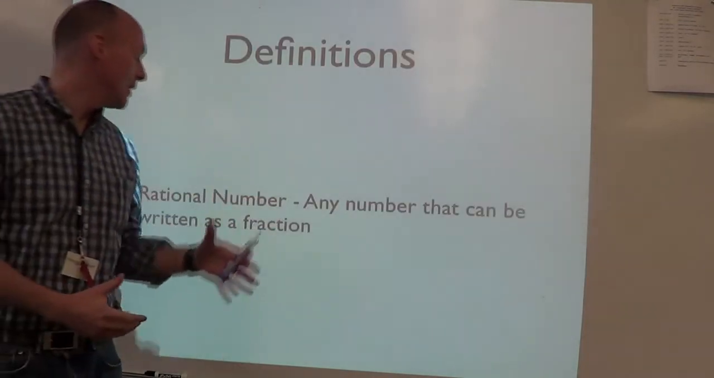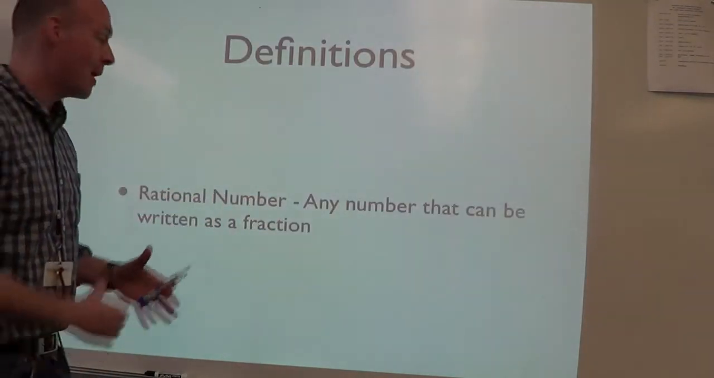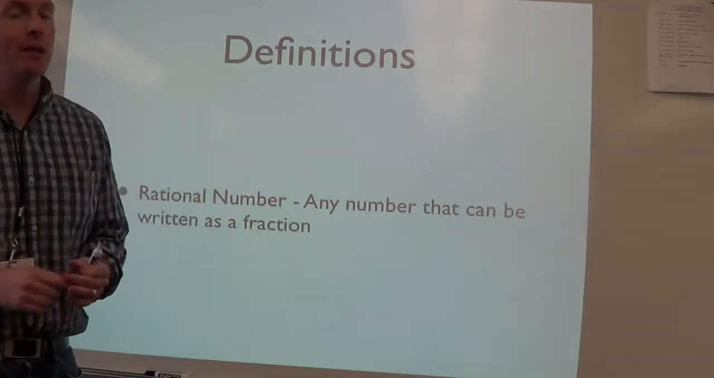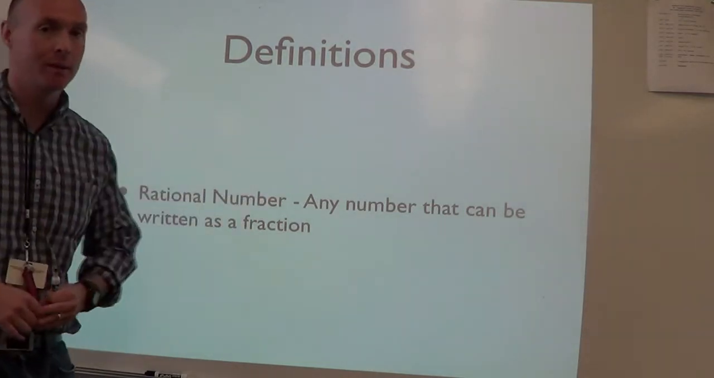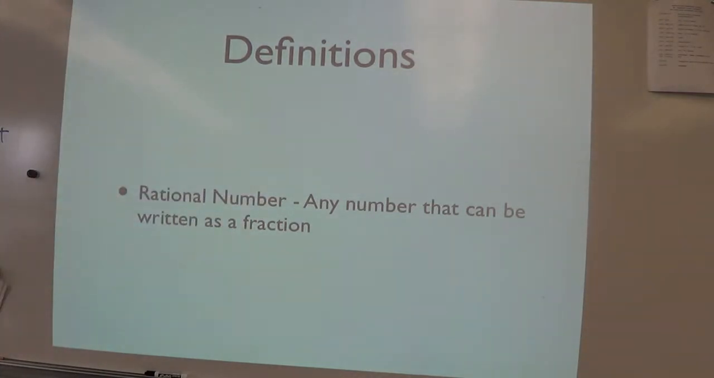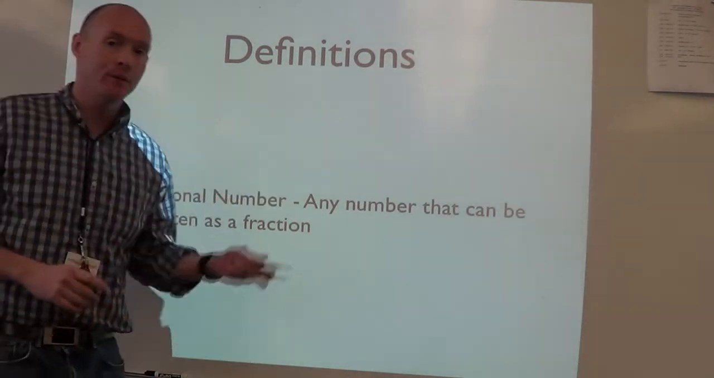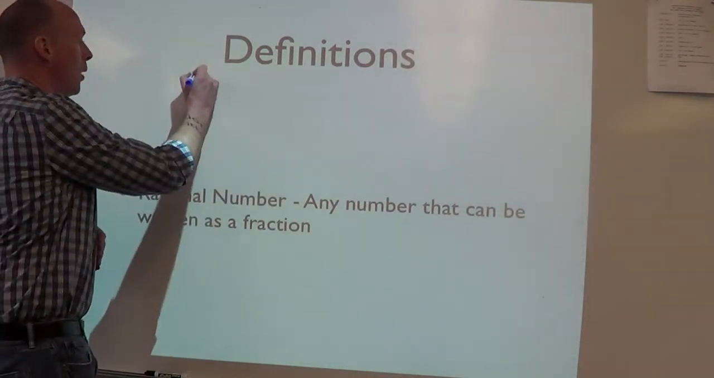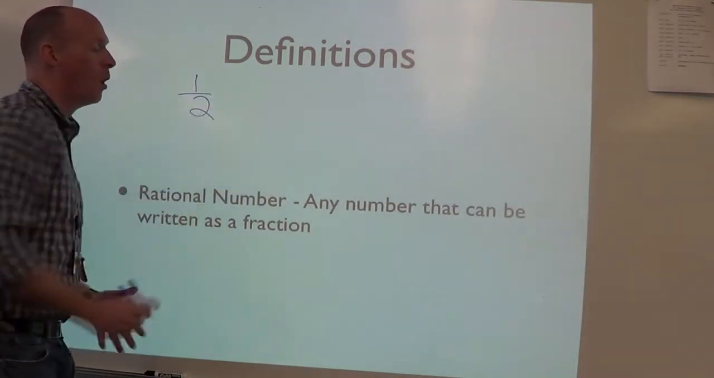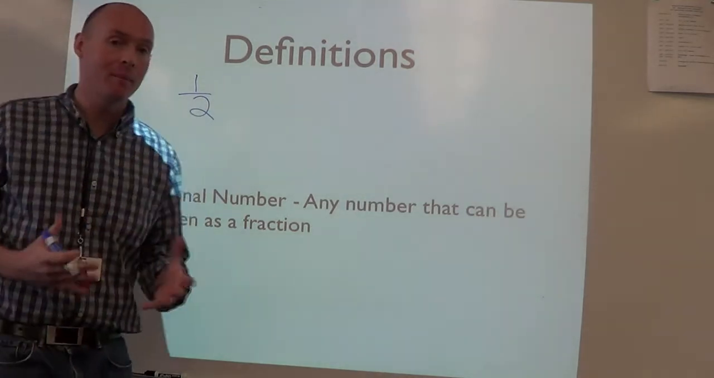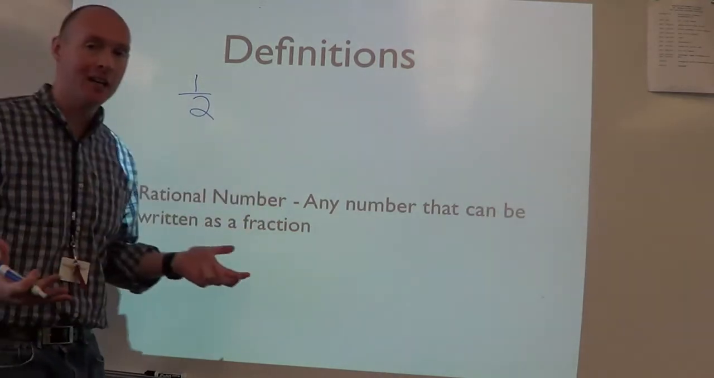First thing we need is definitions. So, pause the video right now. I'm going to step away and copy down the definition of a rational number. Rational numbers are any numbers that can be written as a fraction. For example, 1/2. 1/2 is a rational number. How do I know? Because it's written as a fraction.